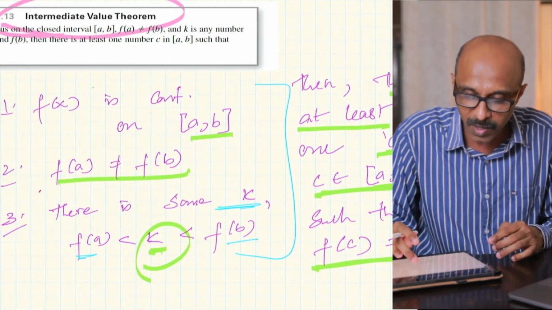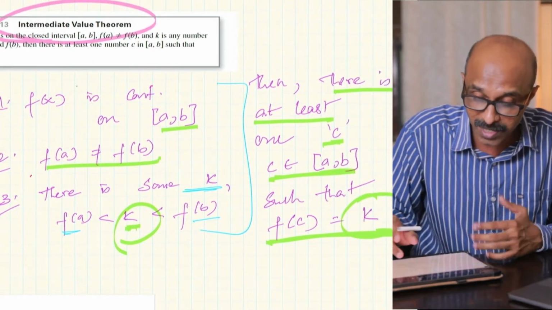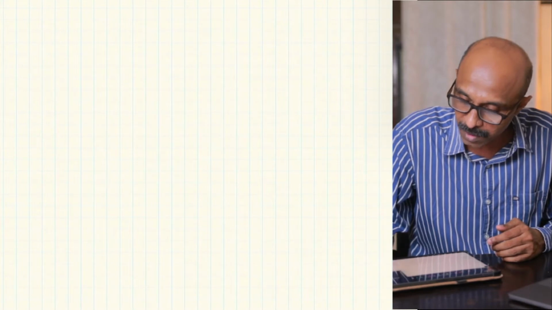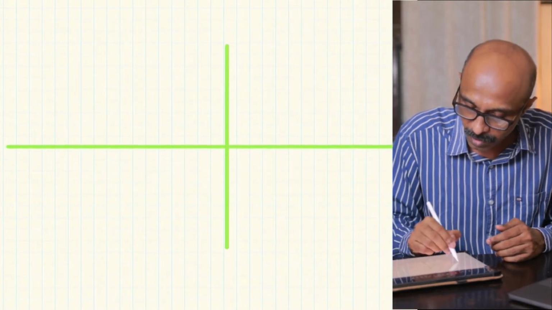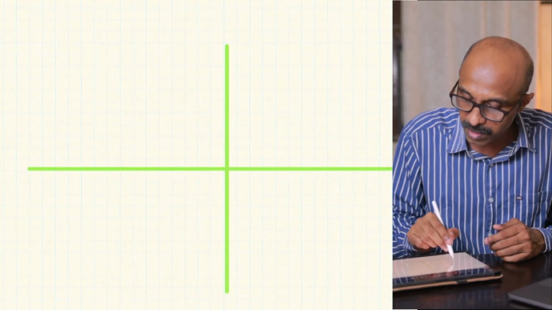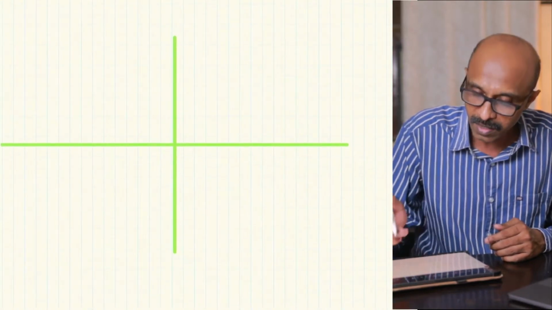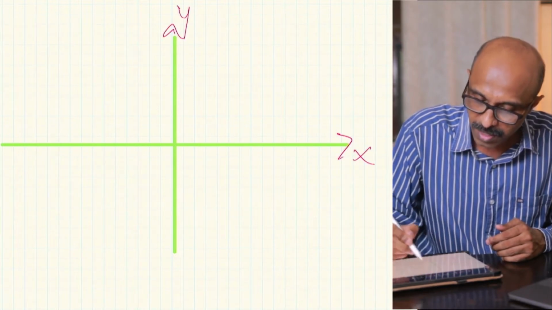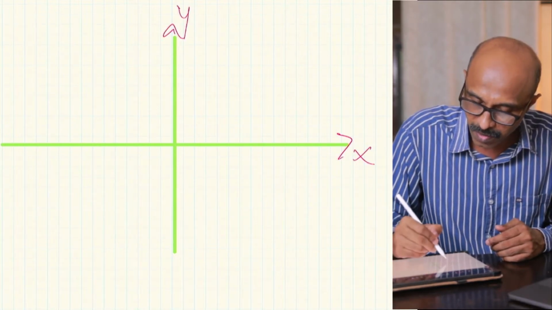Let me illustrate this, because sometimes an illustration really helps in understanding what this text is all about. So I'm going to draw a graph here. Let me get the grid first. Here we go. That's going to be my x-axis, the y-axis, and I'm going to draw a graph.